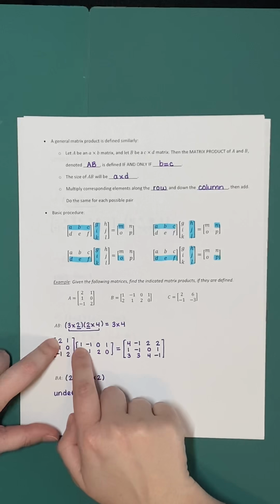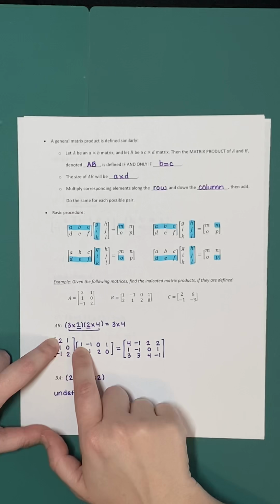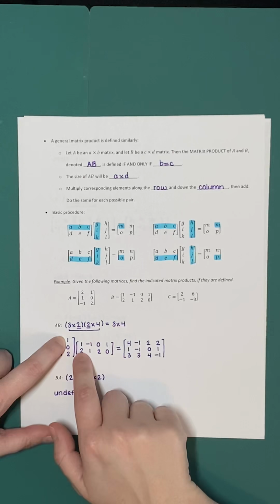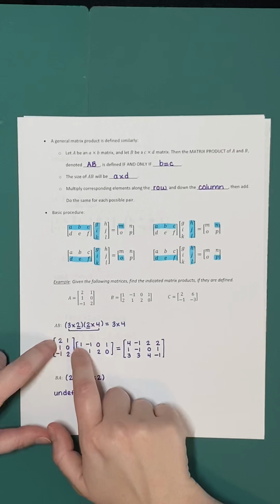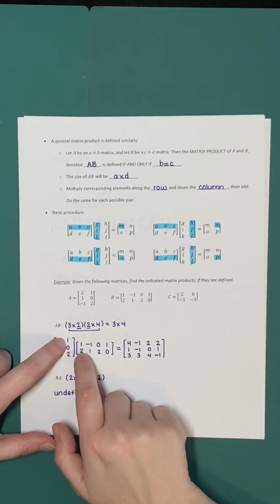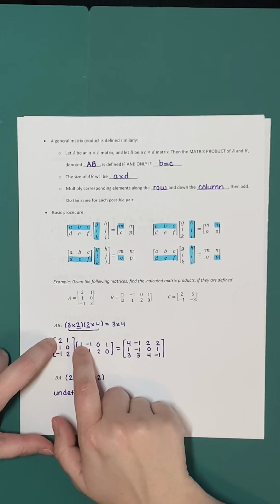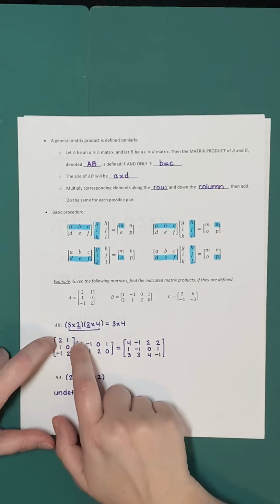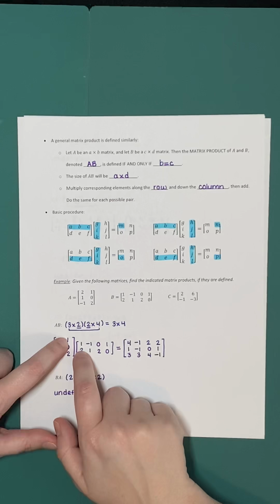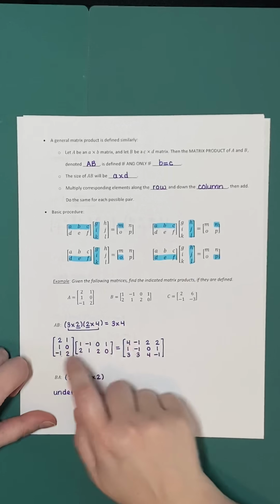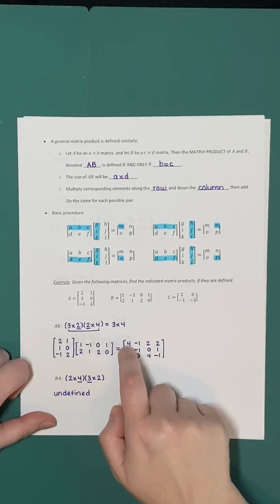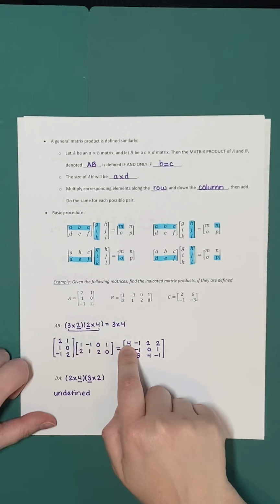So my first pair is 2 times 1. So 2 times 1 is going to give me 2. My next pair is 1 times 2, which is also going to give me a 2. So 2 plus 2. I'm going to add those together. So add those two products together. 2 plus 2 is going to give me a 4. So first row, first column. The resulting element is a 4.